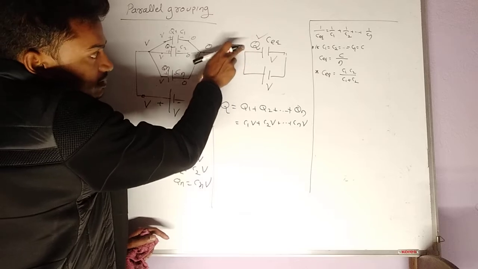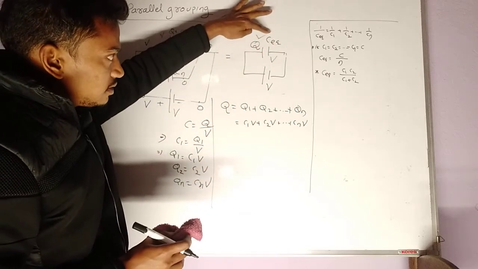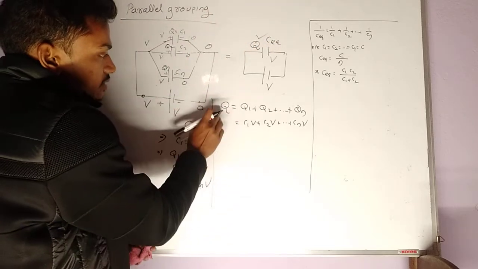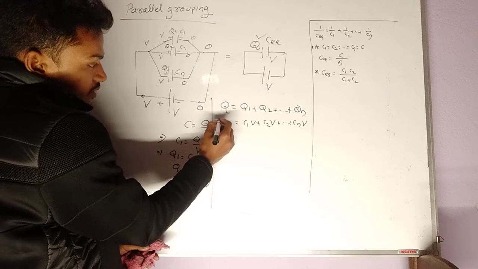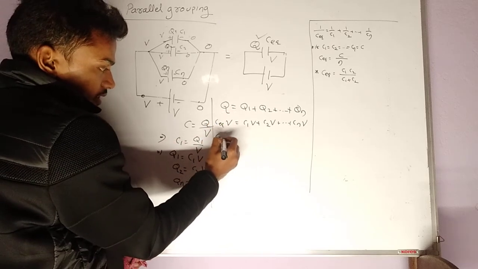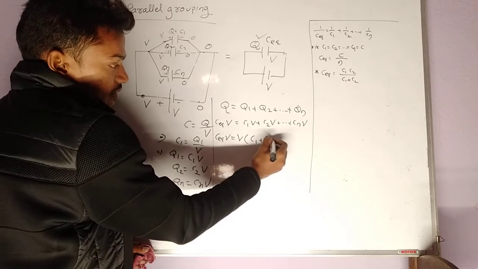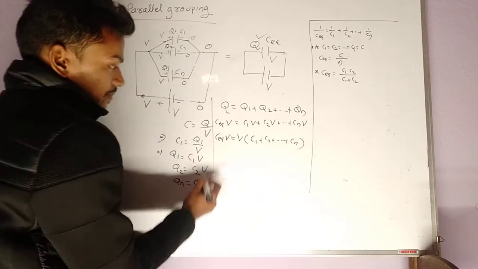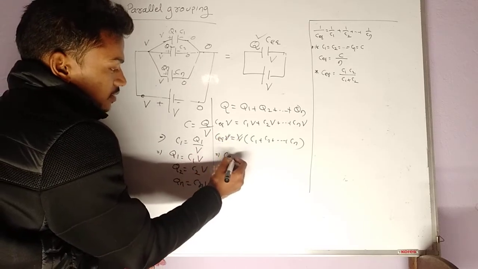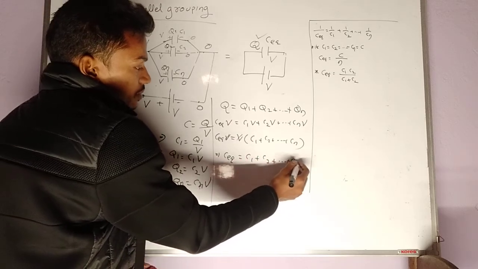and this is charge Q on the equivalent capacitance, and the potential difference across the C equivalent is V. So we can write Q is equal to C equivalent into V, taking V common on the right hand side. So we get C1 plus C2 up to Cn. So V and V cancel out on both sides. So C equivalent is equal to C1 plus C2 up to Cn.